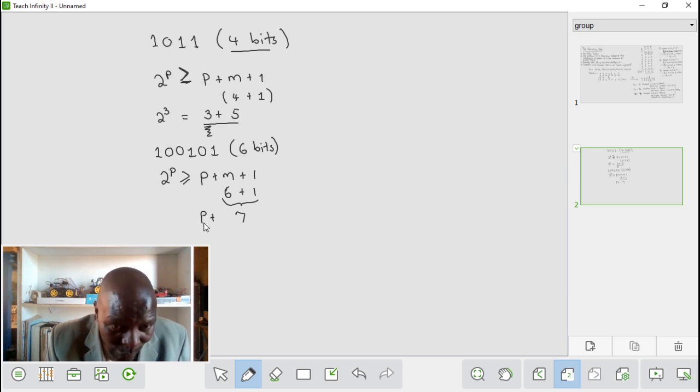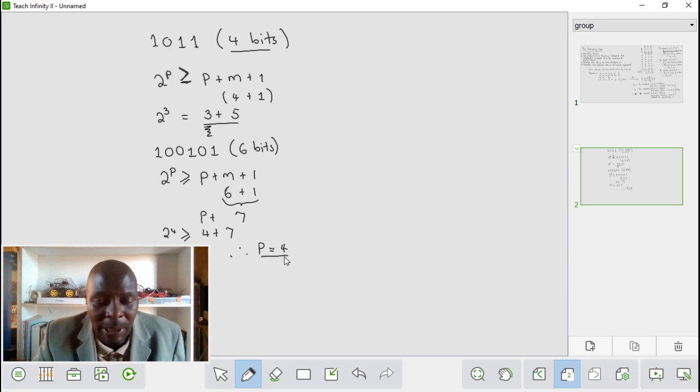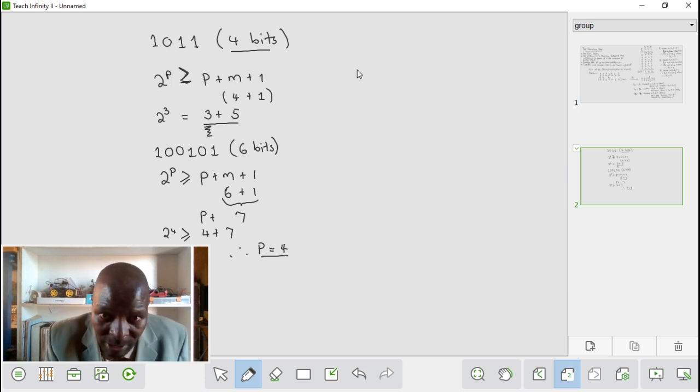So let's try 4. If we have 4 now, 2 to the power of 4 is obviously 16. And 16 is obviously greater than 4 plus 7, which is 11. So obviously 16 is greater than 11. So what do we know? We know, therefore, we need 4 for parity bits.